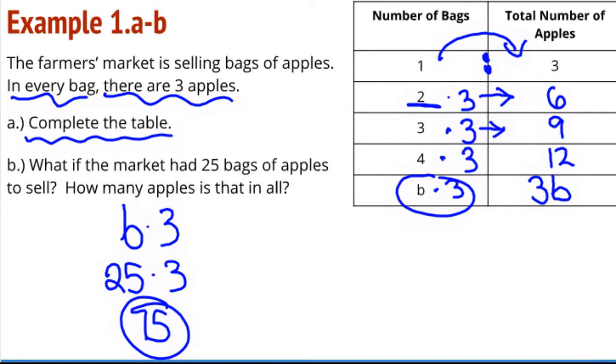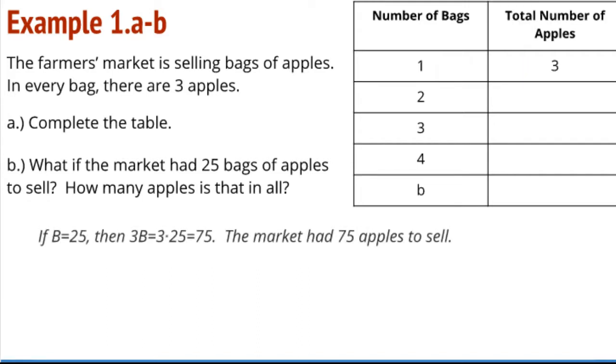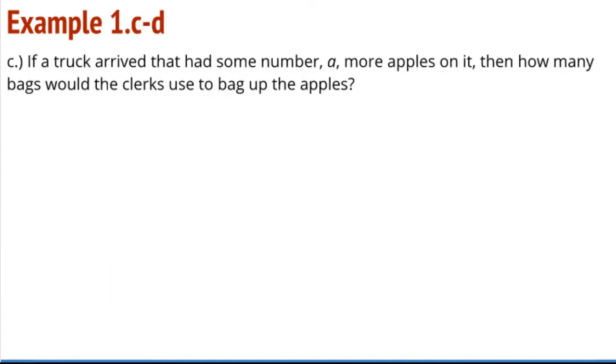So looking for the relationship between the columns. I'm going to suggest to you that you don't let yourself get fooled when they do a nice plus 1, 2, 3, 4, stuff like that. In a moment, we're going to look at the relationship between the columns coming back, so going from the apples to the bags. All right, b is 25, then 3b equals 3 times 25, which is 75.